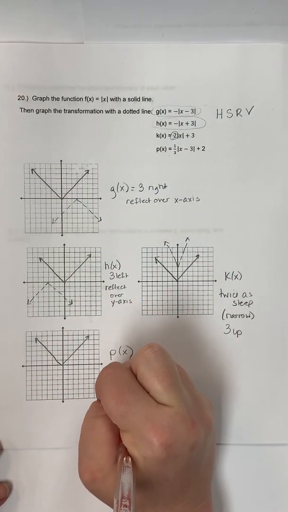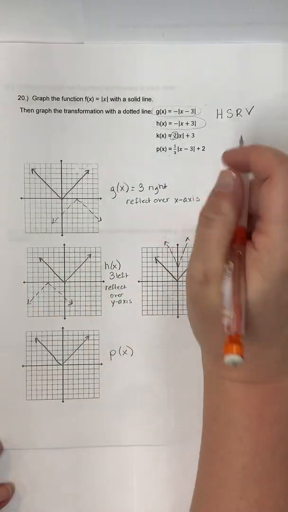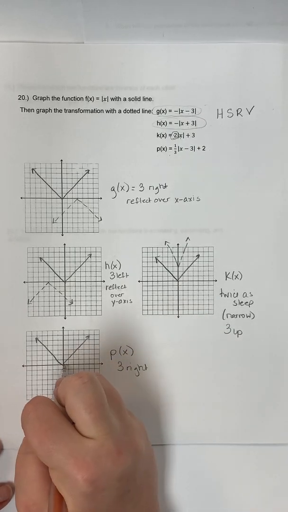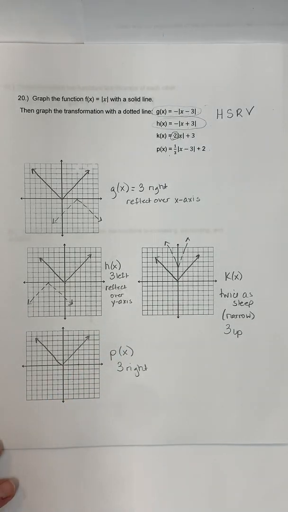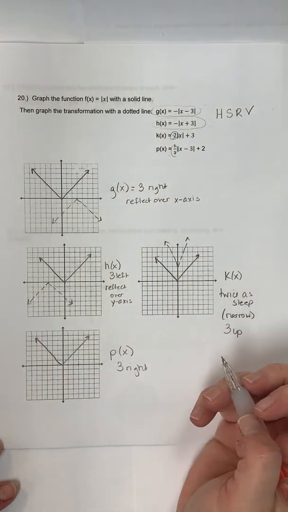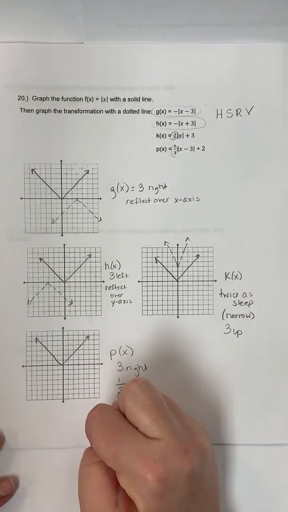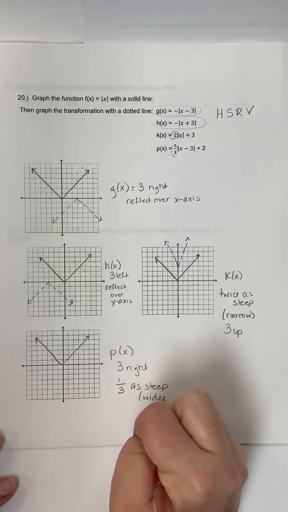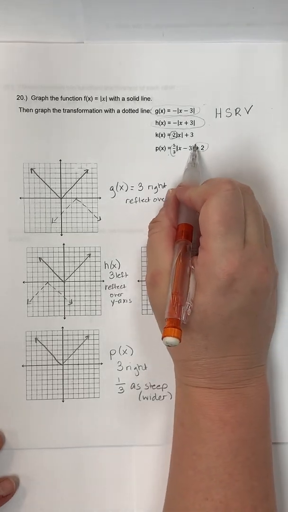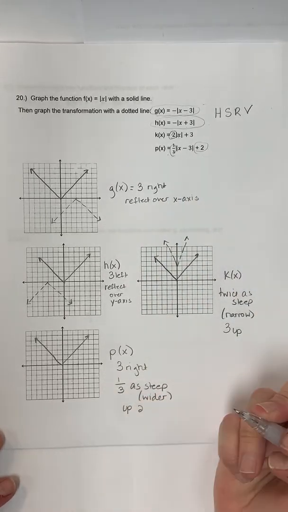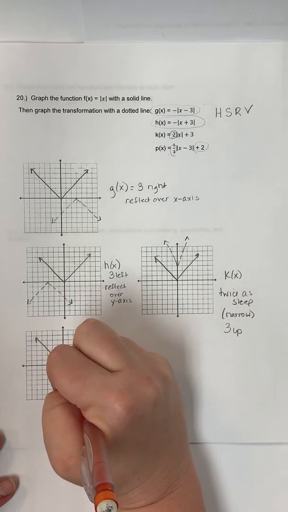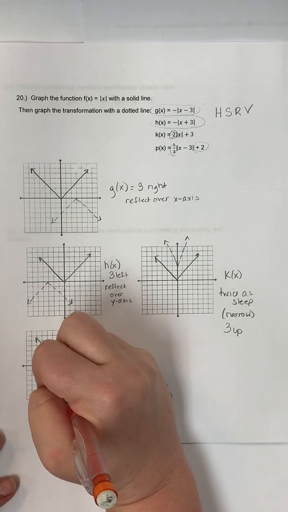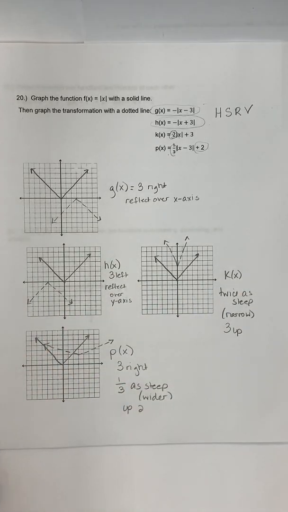All right, P of x. P of x has 3 things happening. We have a horizontal. So we're going to go 3 right. 1, 2, 3. Okay. Then we have a stretch or shrink there. We're going to be a third as steep, which means we're going to be wider. And then we're going to go up 2. So we're going to be up here, and we are going to be very, very, very wide, just like that.